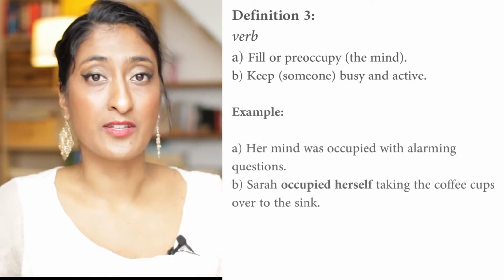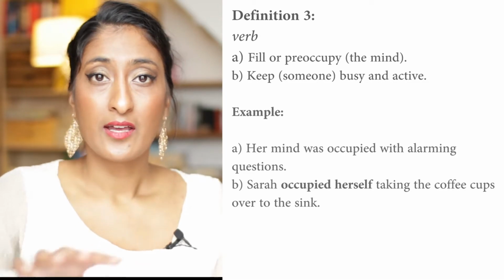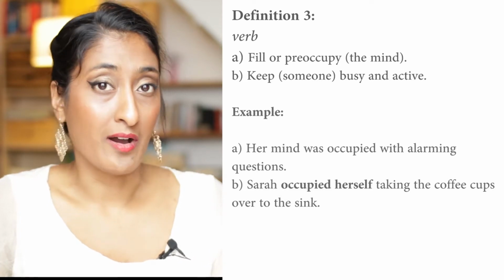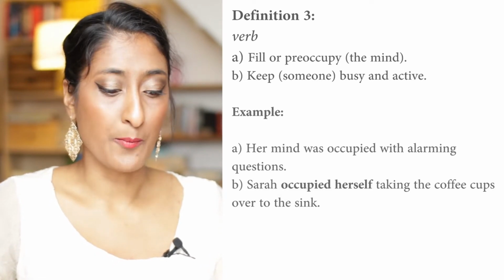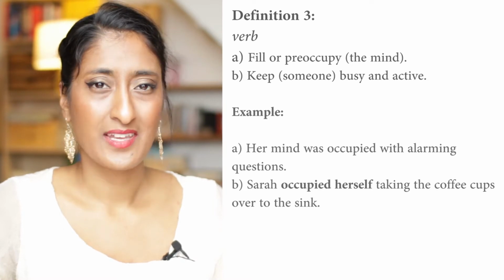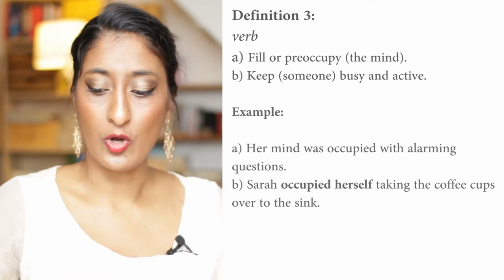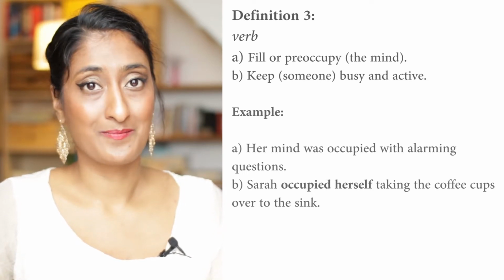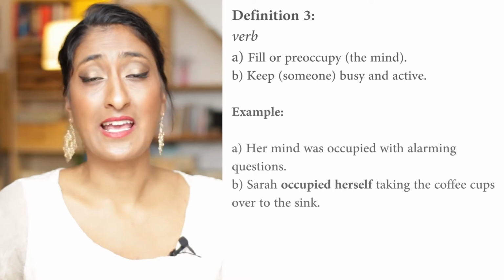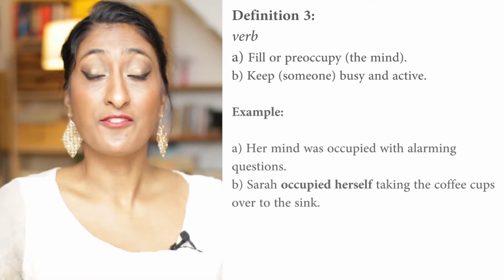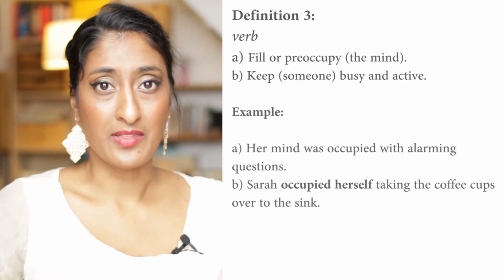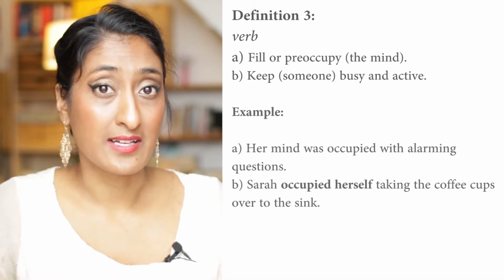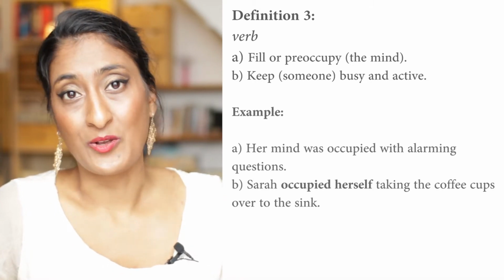And another way that we can use the word occupied in definition 3 as an umbrella definition is when you say somebody occupies themselves. That is, to keep someone busy and active. Here's an example sentence. Sarah occupied herself taking coffee cups over to the sink. So let's say Sarah didn't really have much to do, then she can fill her time doing something productive. So in this case, she occupies herself, as in she keeps herself busy by taking the cups over to the sink.